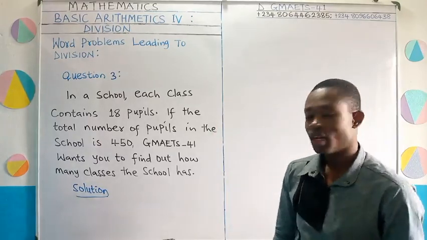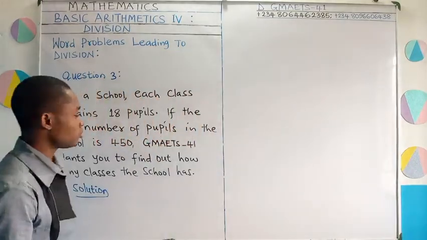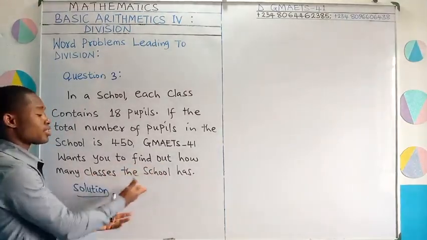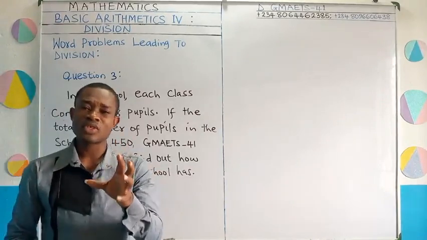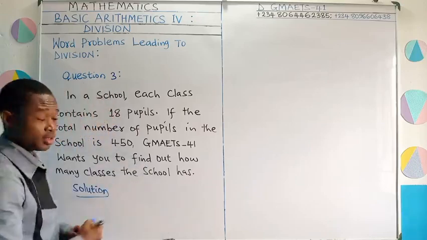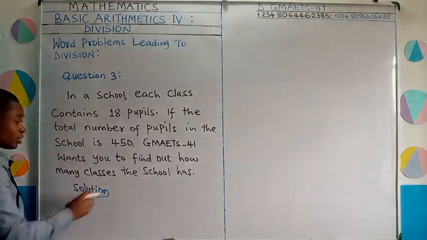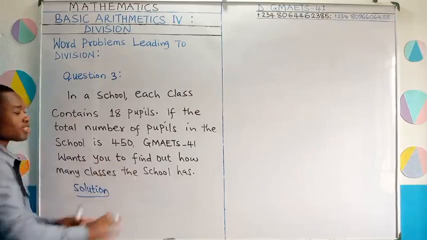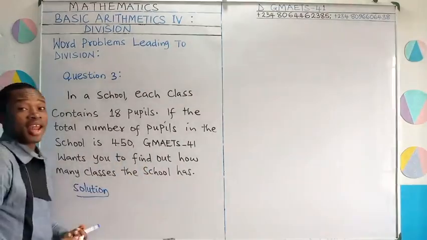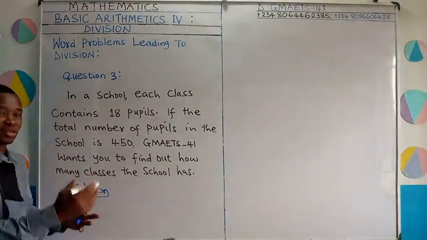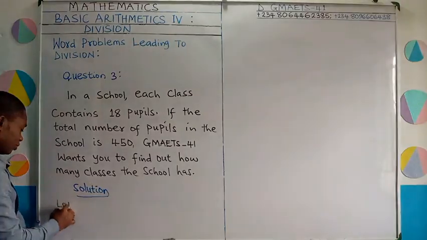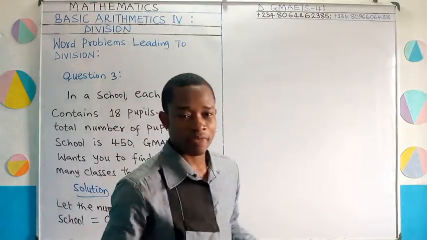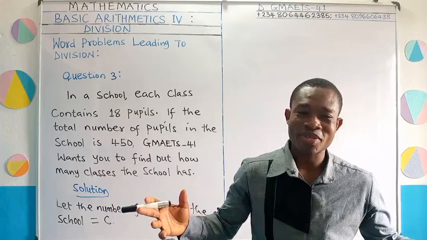No time to waste. The 2 pieces of information of interest here are, we are asked to find out the number of classes, that is how many classes the school has. It means that this question is interested in the number of classes. And that is information number 1. That's the main thing here. I can say let the number of classes be equal to, let's say, C. Now that I've selected an unknown for the number of classes in the school, the rest is stories.